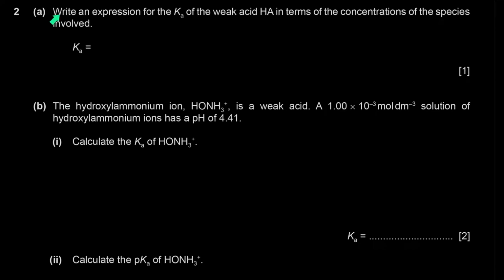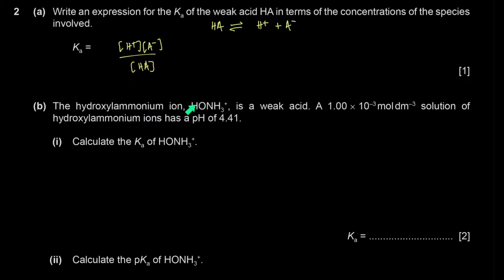The next question that we have is question number 2. Write an expression for the Ka of the weak acid HA in terms of the concentrations of the species involved. So for a weak acid HA, the equilibrium can be written as HA dissociates to form H plus and A minus, partially dissociates or partially ionizes. So what we have is the concentration of H plus times the concentration of the conjugate base divided by the concentration of the acid.